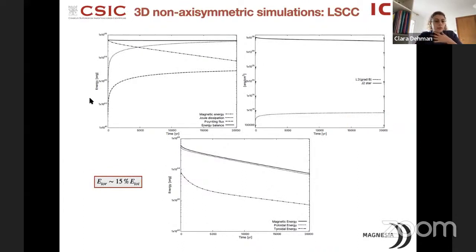The final thing I want to show is the energy as a function of time. The energy balance, or the total energy in our system, is the solid line, and we see that it's constant. Which means that even with a 3D non-axisymmetric run, our total energy is conserved in the system. The second thing I want to show is the divergence of the magnetic field, which is orders of magnitude lower than the gradient of the field, and it's not growing in time. And finally, this is just a plot of the magnetic energy, the poloidal and the toroidal part, and we see that the toroidal part contributes less to the total magnetic energy.